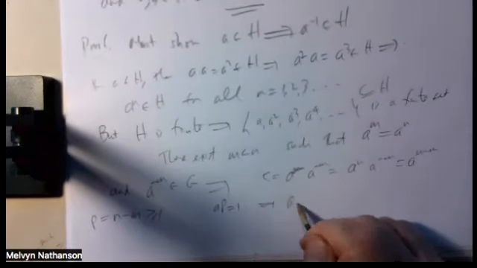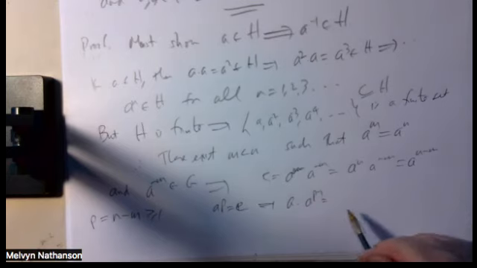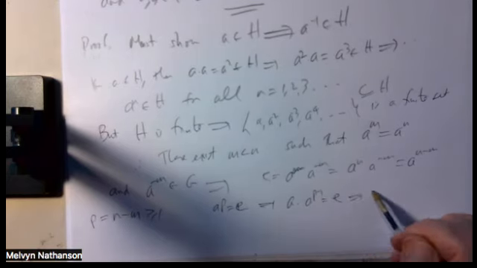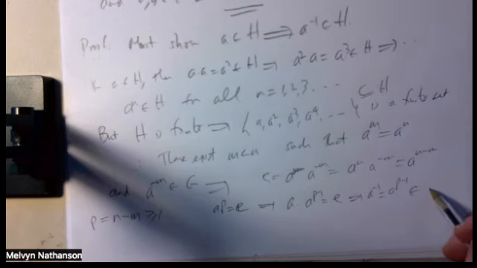Let me just call this P. So we get A to the P equals 1, which means that A times A to the P minus 1 equals the identity. So A inverse is A to the P minus 1, because if you multiply this by A, you get the identity. So this is in this set.